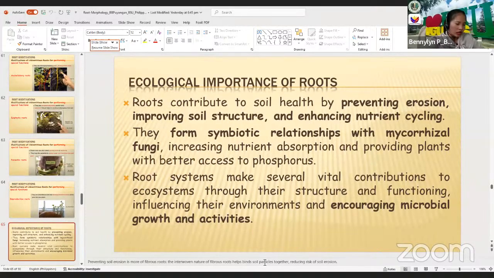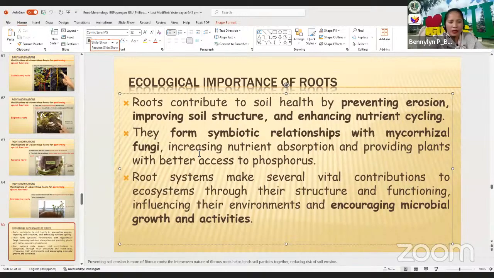And enhancing nutrient cycling. In terms of the enhancement of nutrient cycling, the role of the root is that the availability of nutrients in the soil depends on the rate at which roots absorb nutrients and the rate at which soil microorganisms decompose dead organisms and waste materials. Roots determine the interface between the soil and the roots. So it enhances nutrient cycling.